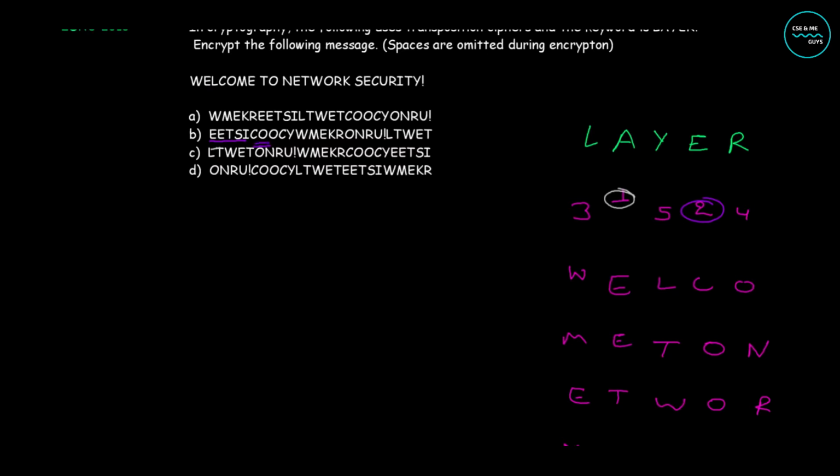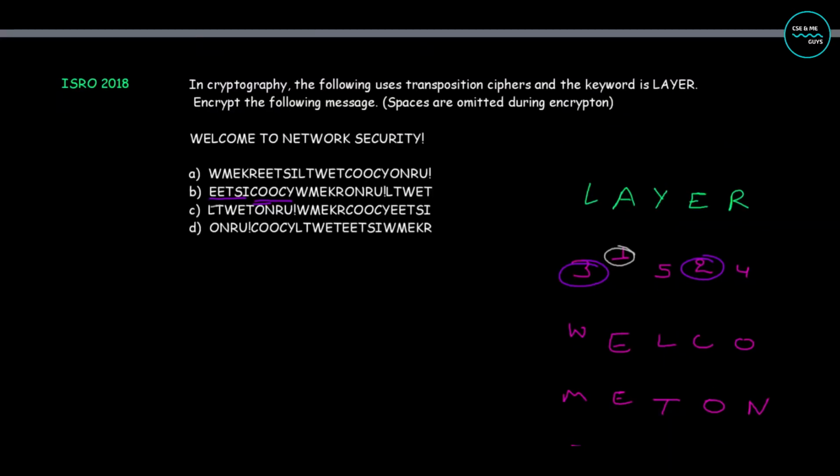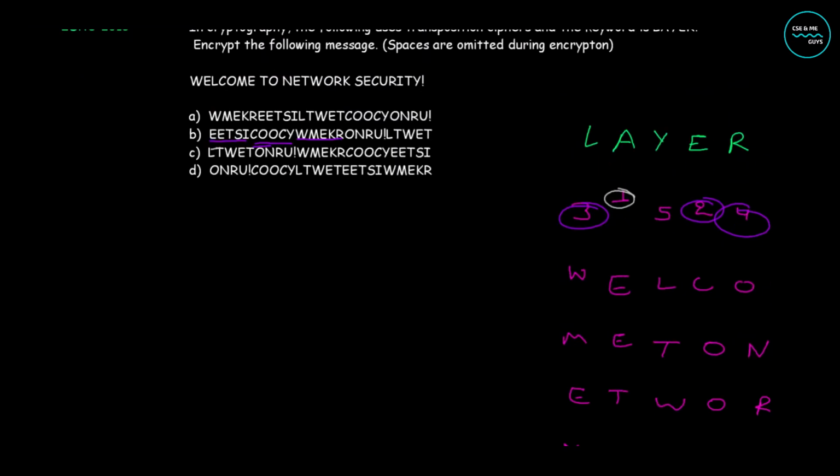So let's look at this: C O O C Y, right? Next, the third is W M E K R. So we have W M E K R, and then the fourth is O N R U exclamation mark, O N R U exclamation mark, and then the fifth is L T W E T. None of the other options is matching, so this will be our answer.